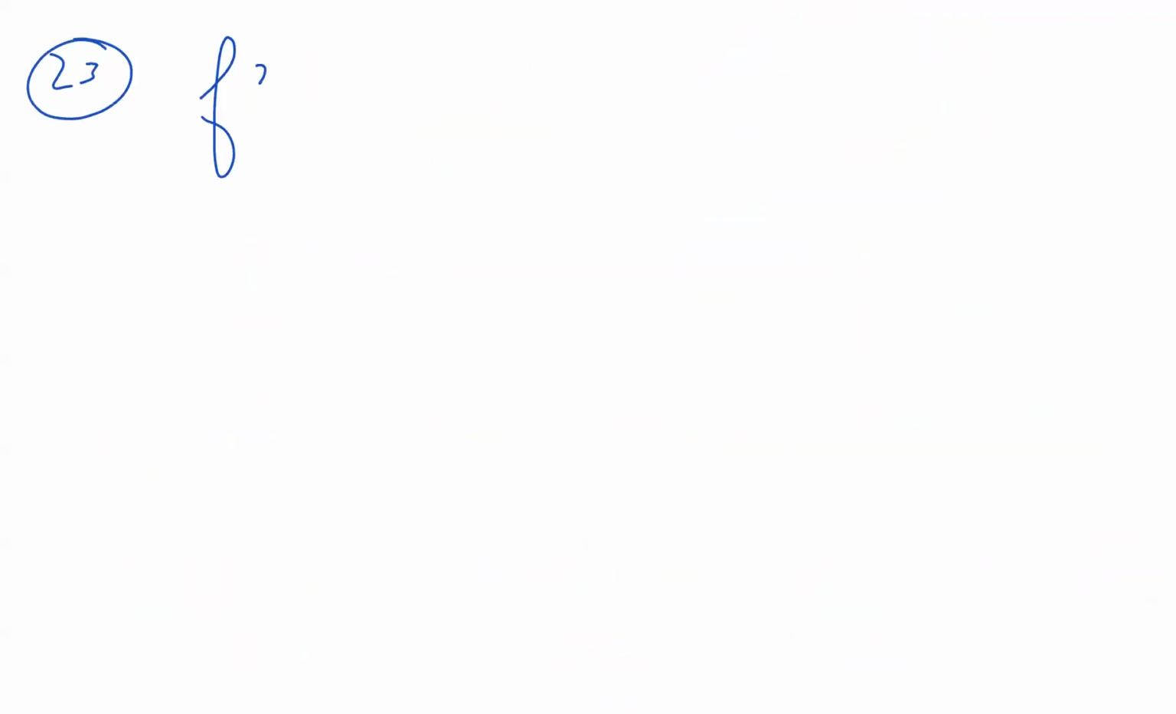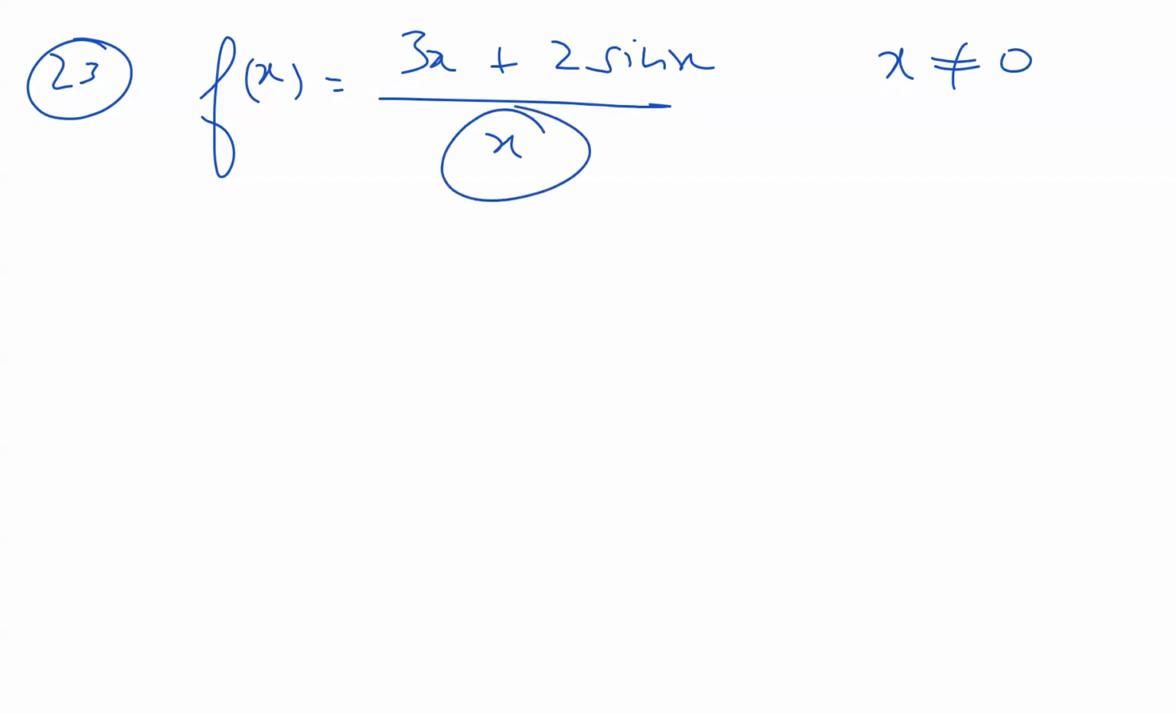Okay. f of x is equal to 3x plus 2 sin x upon x, when x is not equal to 0, and this is continuous at x equal to 0. See, if x is equal to 0, anything upon 0 is not defined. So x is not equal to 0 for this part. So what the function should take up as a value when x is equal to 0 is what is asked.